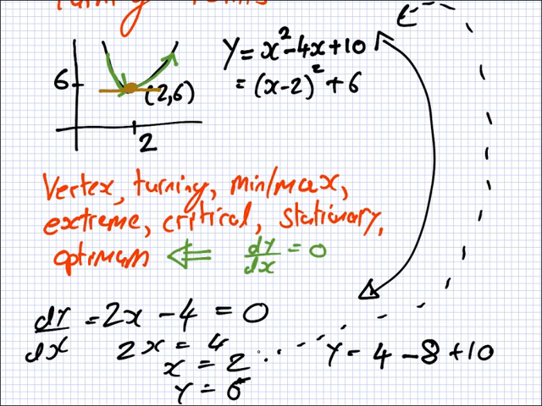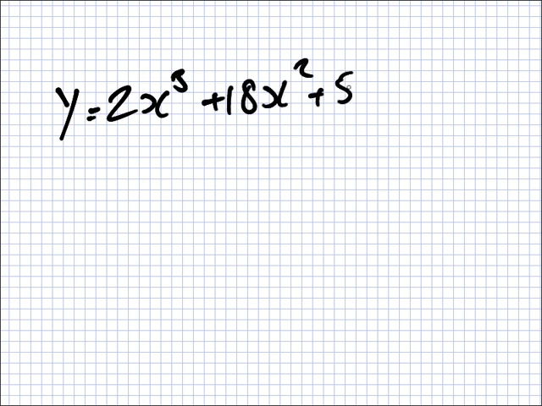Alright, have we got this? Yeah. So, have we got this? Yes? Okay. So, let's have a look at a cubic example now. Y equals 2x cubed plus 18x squared plus 54x minus 24.